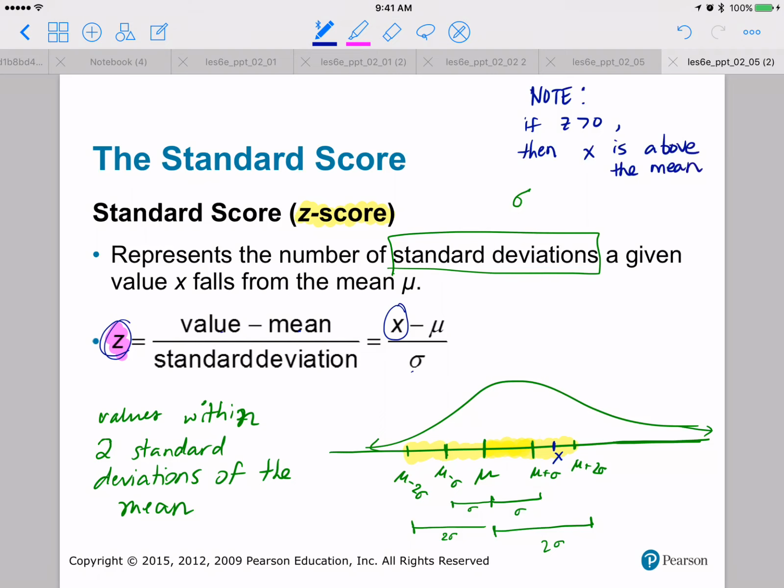Okay, that reminds me of a movie called Above the Rim. That's not what we're talking about. We're talking about above the mean.